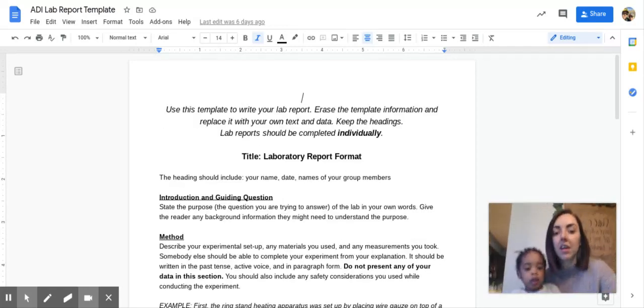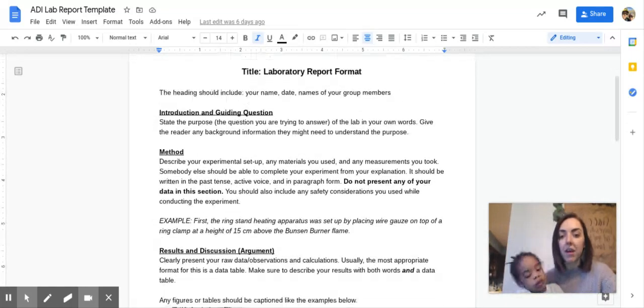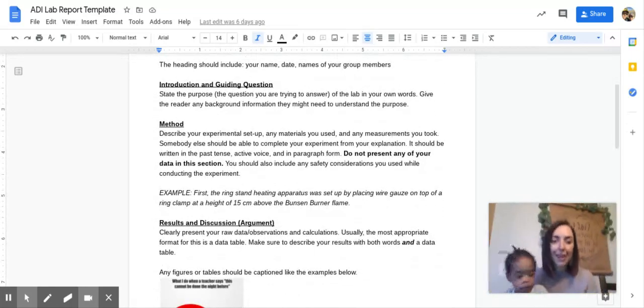So let's start with this introduction. The intro is going to be your shortest section of your lab report. The first thing you want to do is tell the reader what question you're trying to answer. So you would say something like, the purpose of this lab was to... And you're going to go back to that guiding question that you're given on your lab packet.